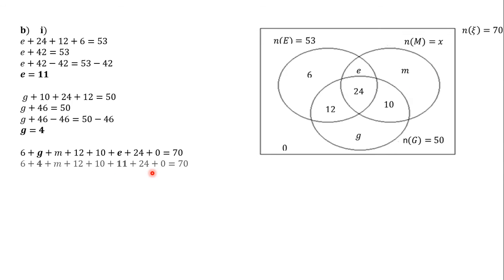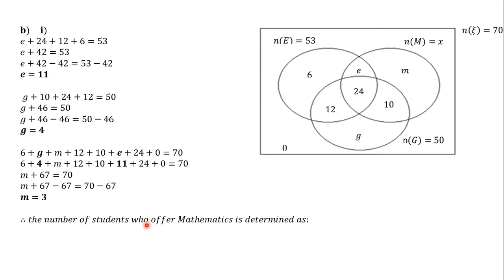Now let's simplify. In simplification, we realize that we already got G and E. So we just substitute 4 for G, 11 for E, and continue our simplification. Now M stands out. We simplify, we have 67 is equal to 70. Subtract 67 from both sides. Then we have M to be what? 3. So we are making headway. We have got our M to be 3. E has already been obtained, so we can boldly find those who offer mathematics.